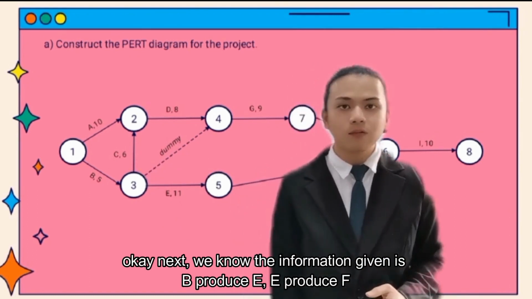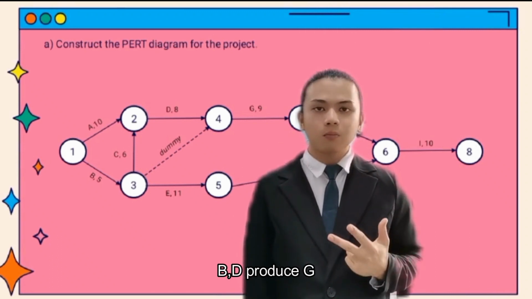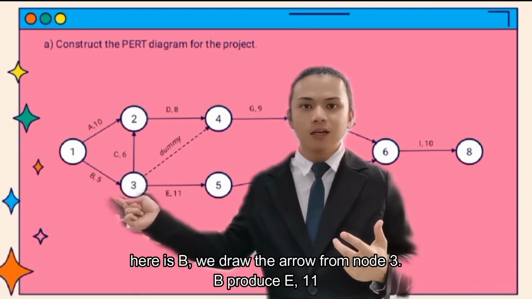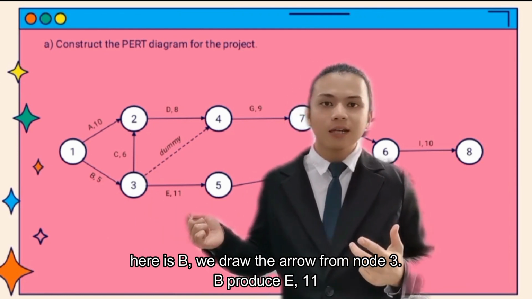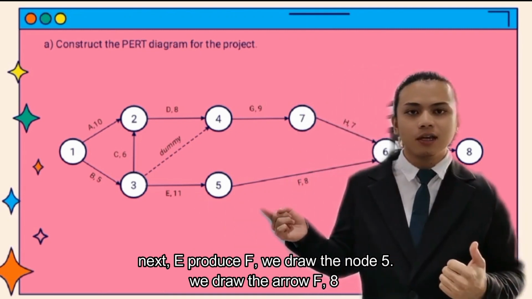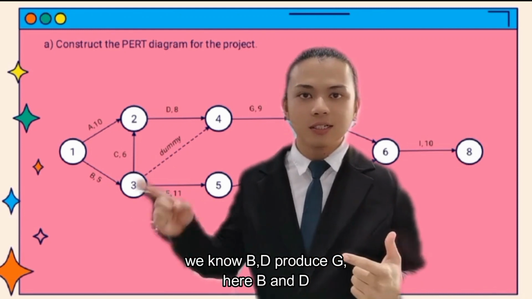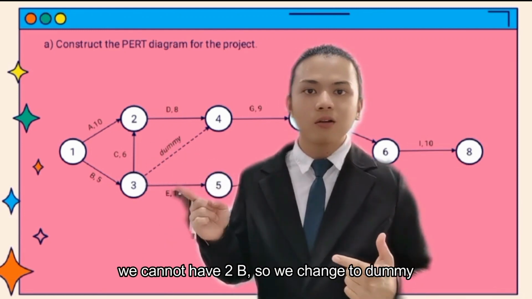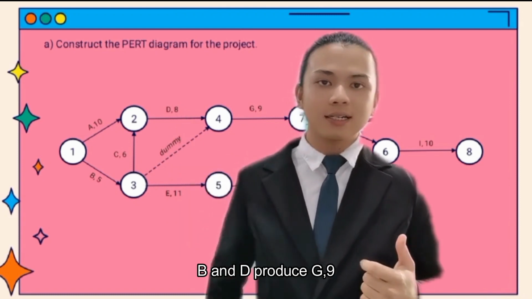Okay, next, we know the information given is B precedes E precedes F, D precedes G. Here is B. We draw the arrow from node 3, B precedes E, 11. Next, E precedes F. We draw the node 5, we draw the arrow, and E, 8. Next, we know D precedes G. Here, B and D. We cannot have 2 Bs, so we change to a dummy. B and D precede G, 9.